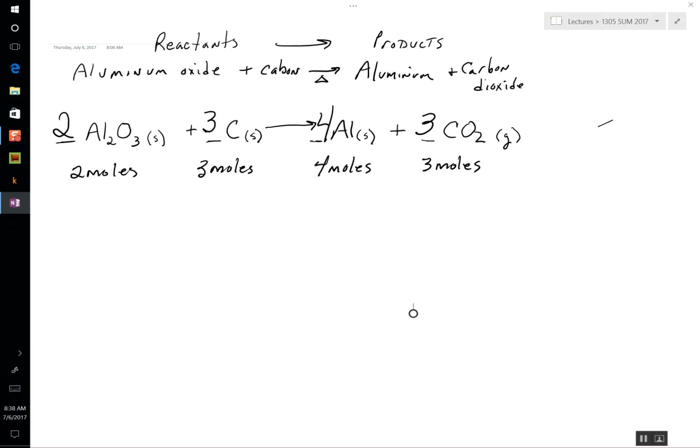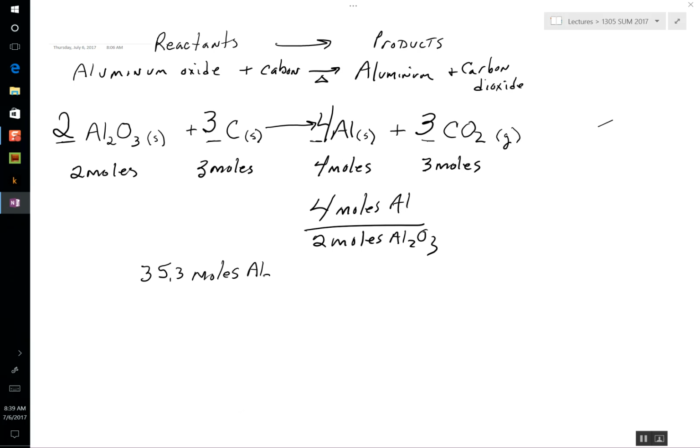Okay, so we get 4 moles of aluminum for every 2 moles of aluminum oxide. These coefficients are now telling you the molar ratios of anything and everything in this chemical reaction. So if I have 35.3 moles of aluminum oxide, and I want to convert that into moles of aluminum, I can use this relationship right here.